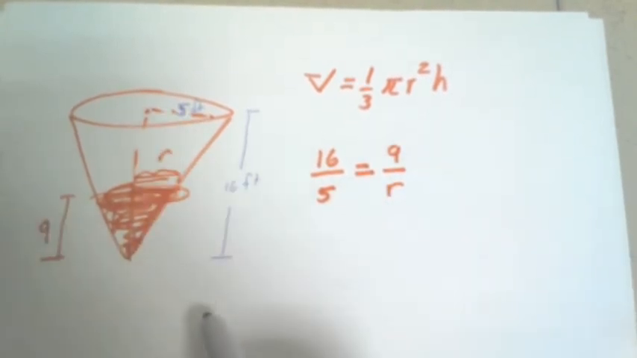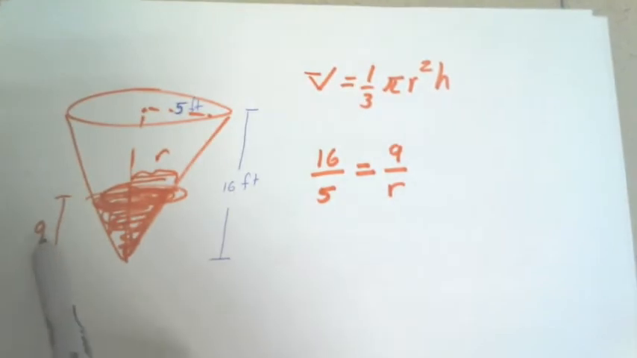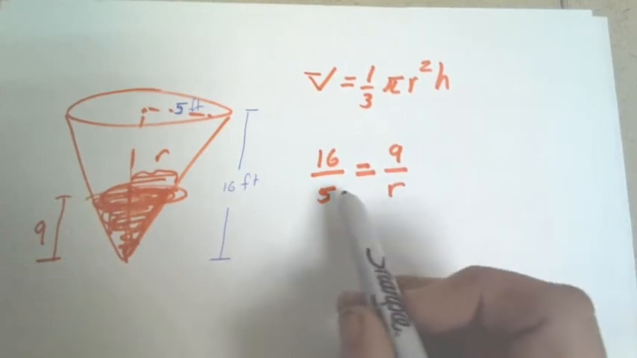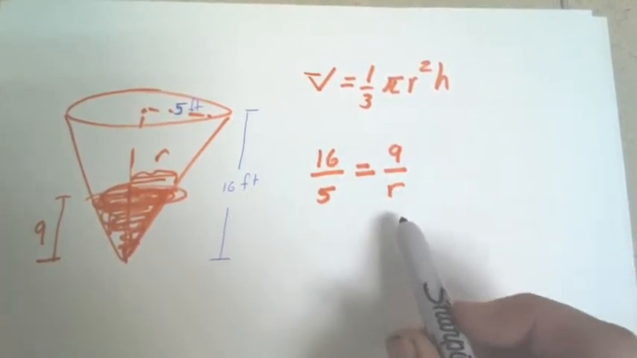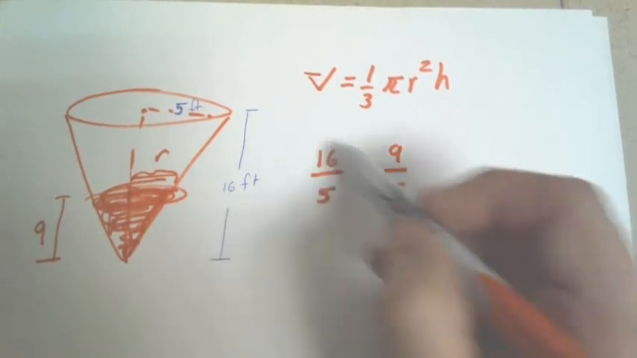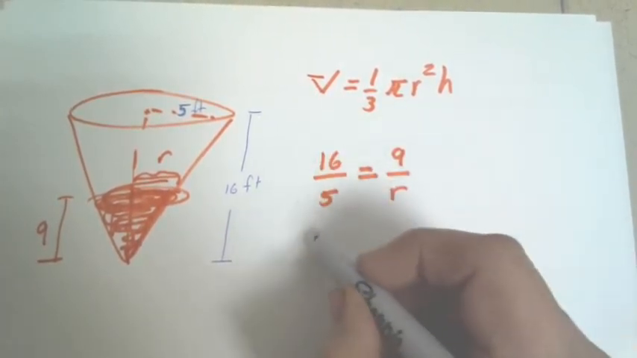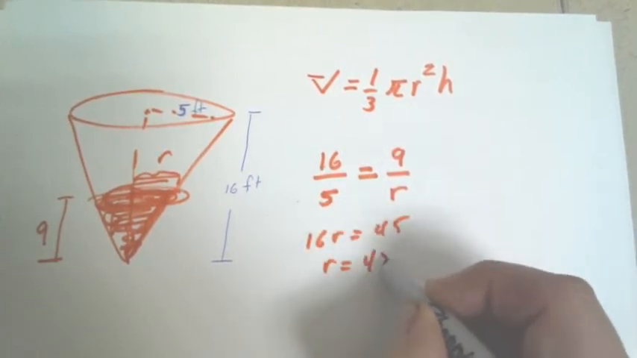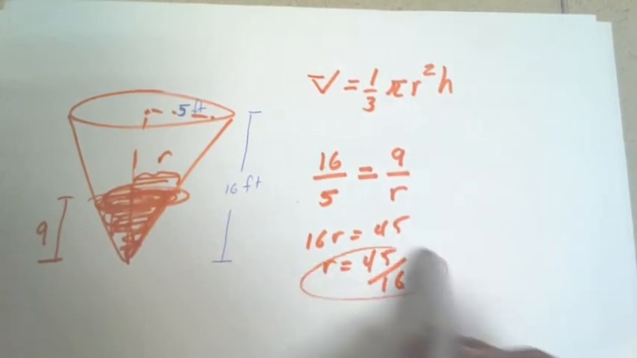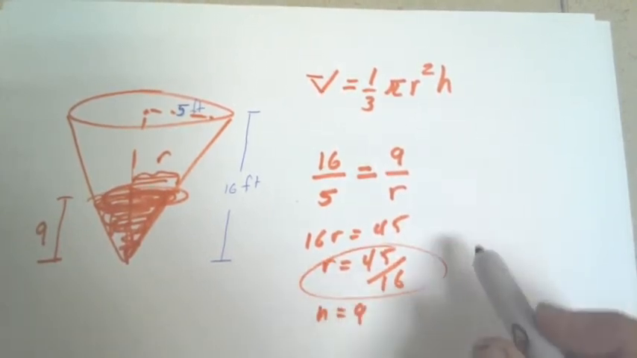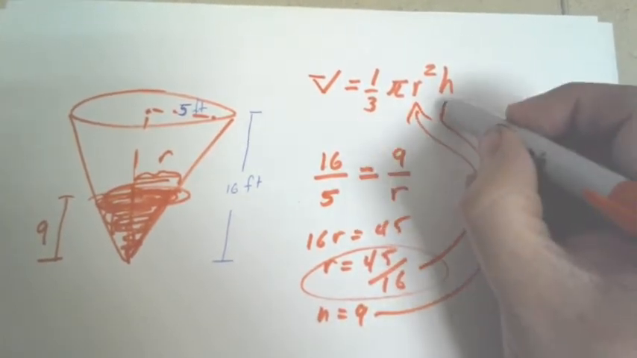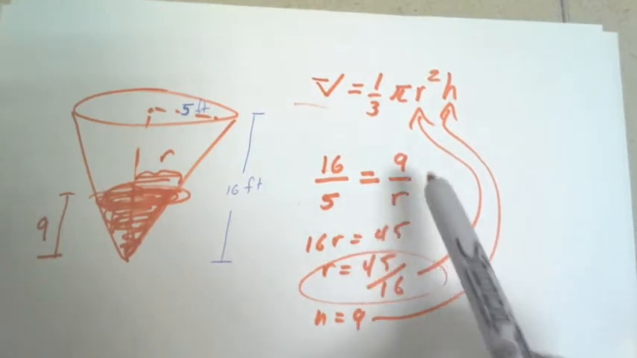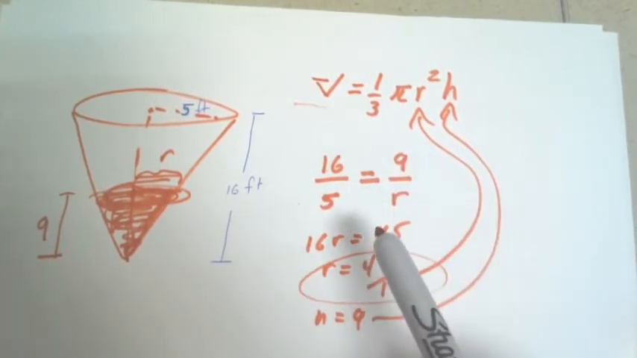And you can set this relationship up in a couple different ways. You could have said 16 is to 9 as 5 is to r. You'll end up with the same relationship either way. And we can solve this relationship. You can use your old property of proportion. Some people call it cross multiplication. So 16r equals 45. So r equals 45/16. So that gives us our radius. Our height is 9, and you can put that radius in there, that height in there, and solve for volume. The key to this problem is setting up your relationship in your similar triangles.